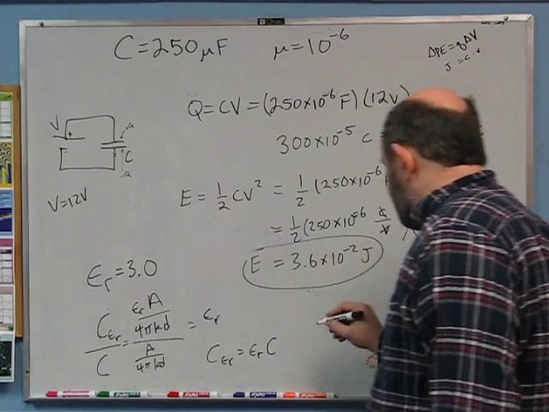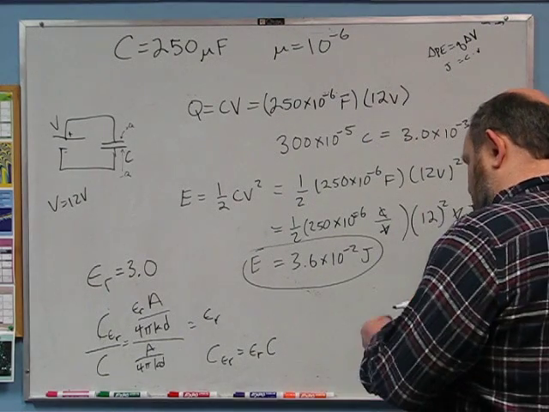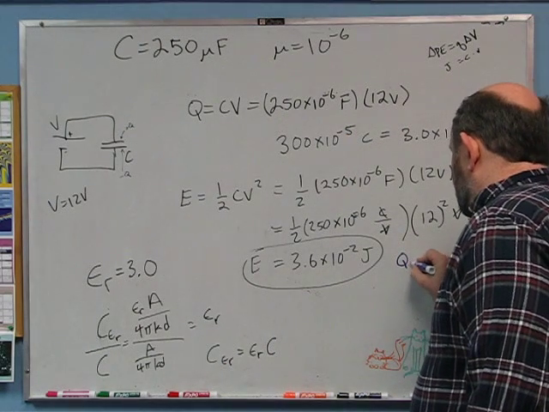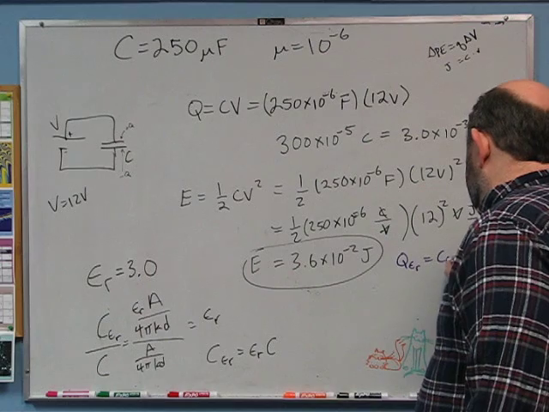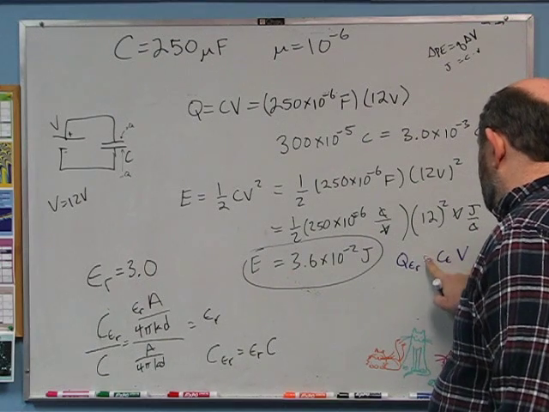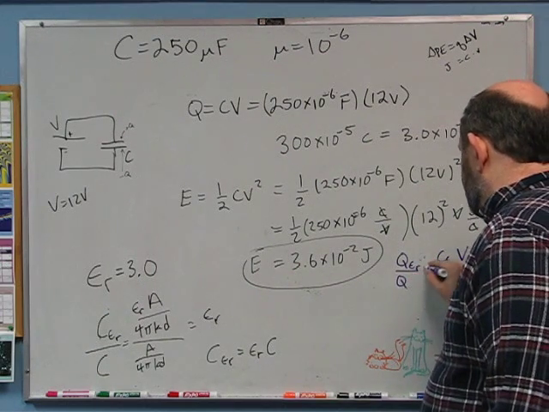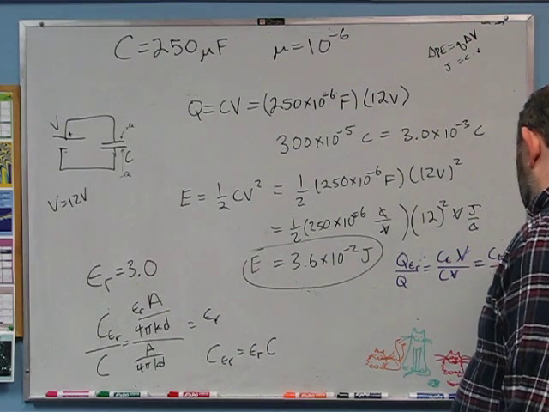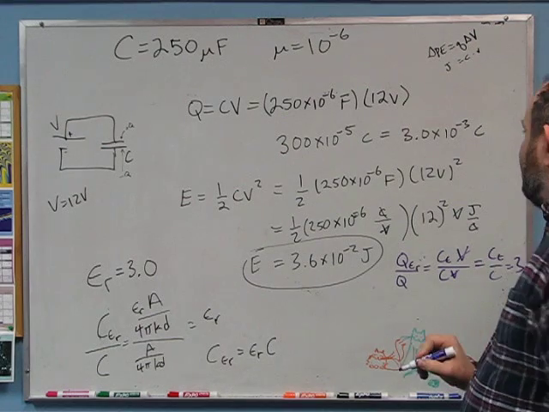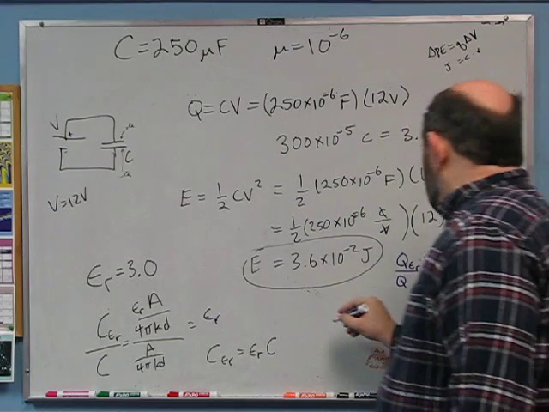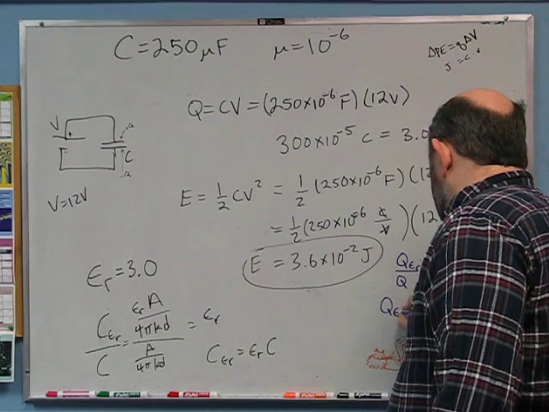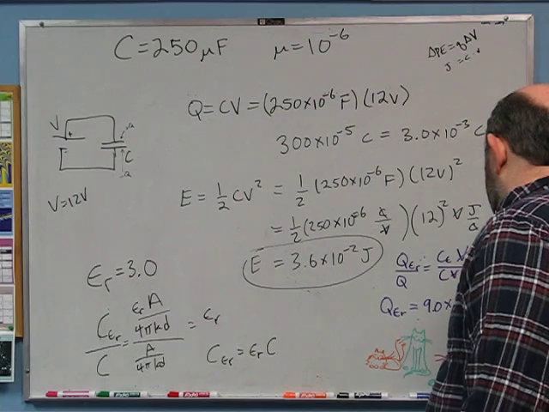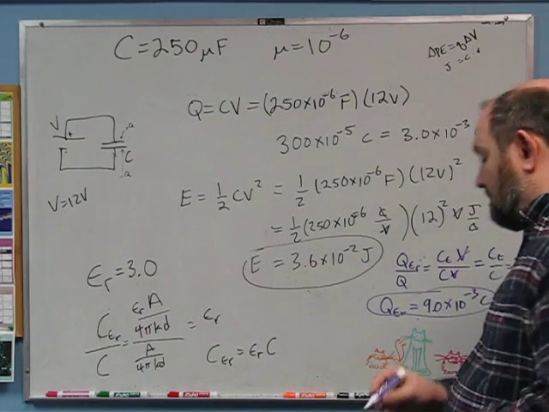So where do I want to do this? I'll do this over here. I'll do it in another color. I don't know why, there's a good reason. So the charge when I have epsilon in there is equal to the capacitance when I have epsilon in there times V. And I say that divided by the old charge is going to be, well, that divided by that. It's the same V, it's just C epsilon over C, which is just 3 in this case. So now I know for part C that the charge on the capacitor when I've put epsilon in is just 9.0 times 10 to the minus 3, because it's 3 times what I had before.